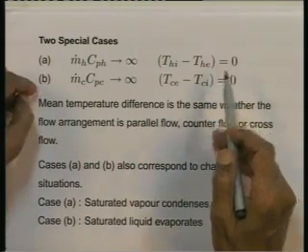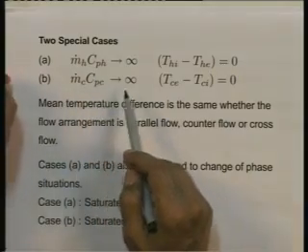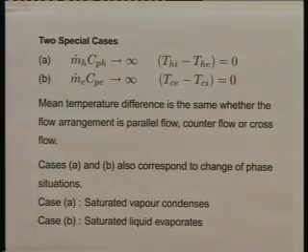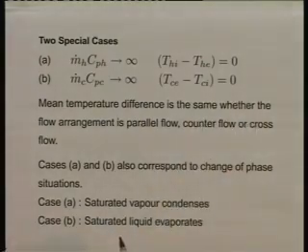B is the reverse case, the other case, that is m dot c Cpc tends to infinity. The product of the flow rate and the heat capacity on the cold side is tending to infinity, and therefore, since it is tending to infinity, Tce minus Tci is tending to 0. So, these are 2 special cases.